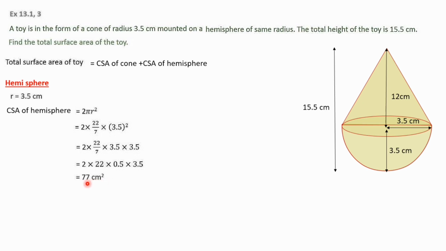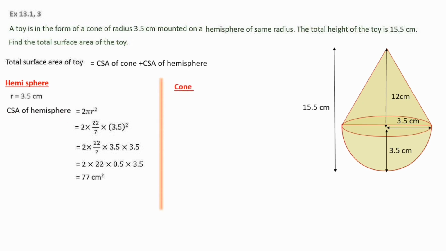Please do not copy the answer. You must calculate the value. You must do the multiplication. Then you have to show it on the right side of your answer sheet. So then only you have to write the answer as 77 centimeter square. That is the curved surface area of hemisphere.